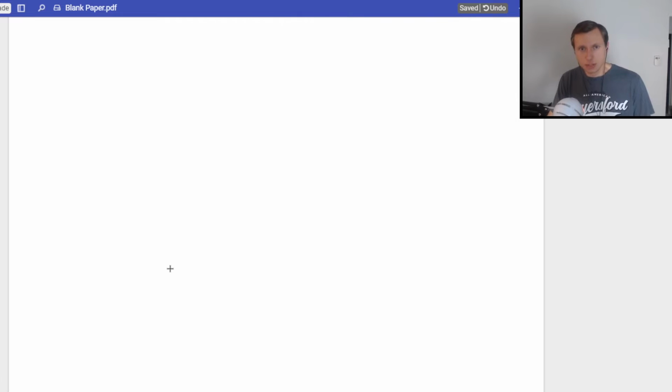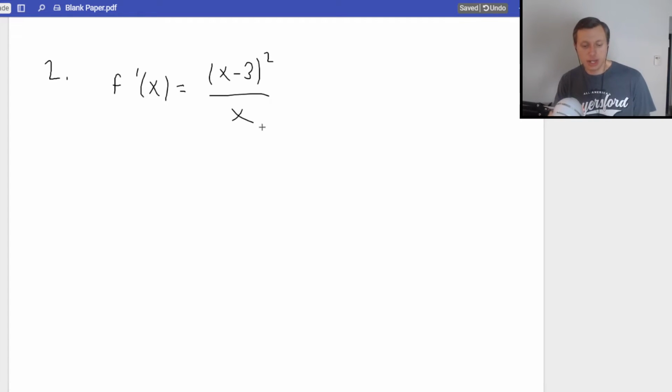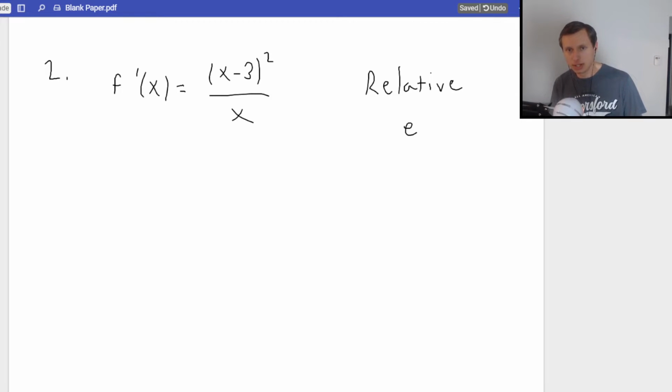Awesome. So for the next one, it's the same thing, except I wanted to throw another mix into the bag of tricks. I have f prime of x, the first derivative again, equals quantity x minus 3 squared divided by x. So again, we want to find first the relative extrema. Let's find the relative extrema.